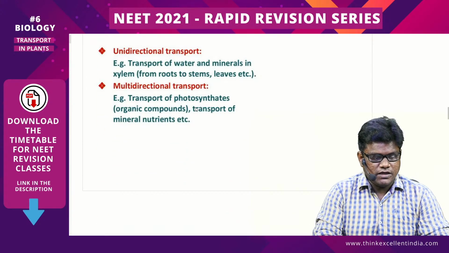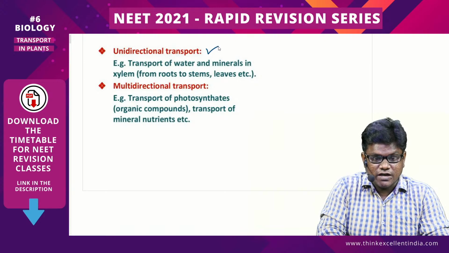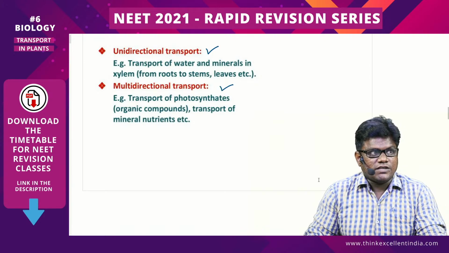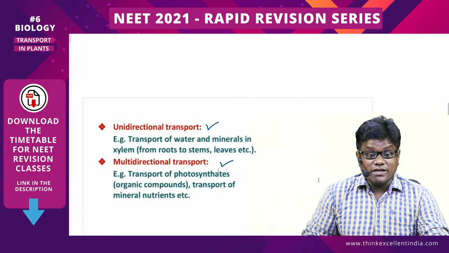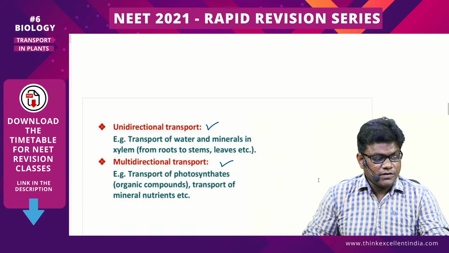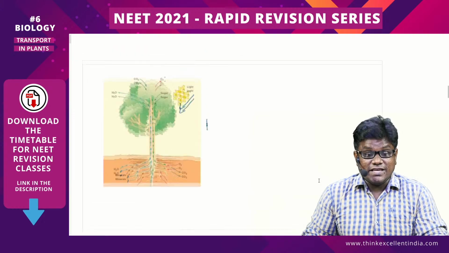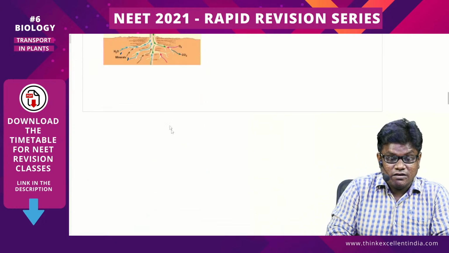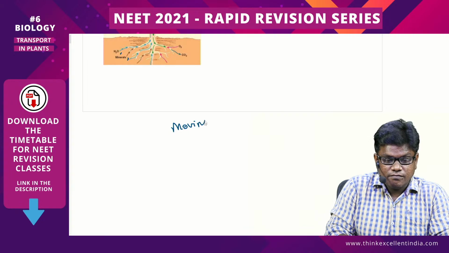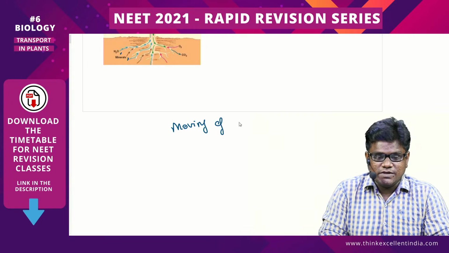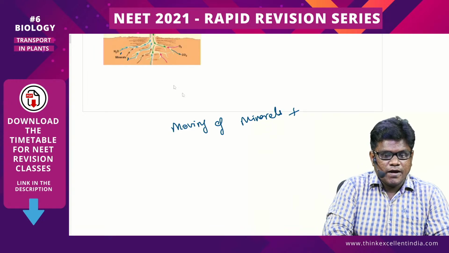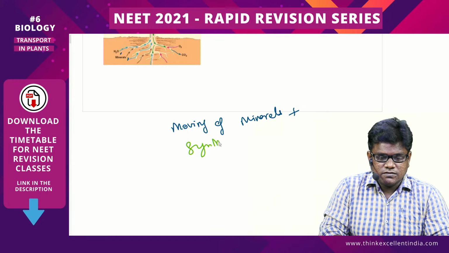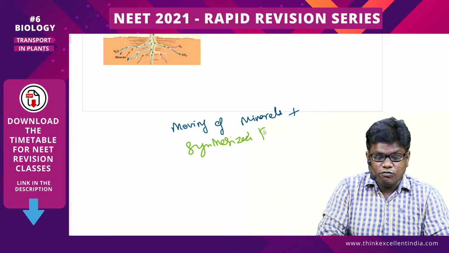Here you can see unidirectional transport and multidirectional transport. So transport in plants is a process involving the moving of minerals plus synthesized food materials.